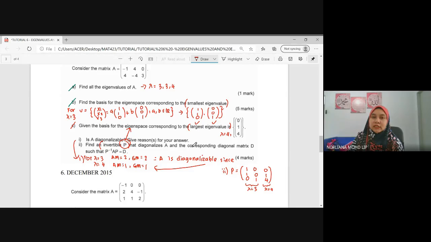And then soalan dia nak, and then dia nak apa? Corresponding diagonal matrix D. Sebenarnya diagonal matrix D is the diagonal matrix for lambda, for eigenvalues, the diagonal. So awak kena proof ni lah juga kan. Kalau proof P inverse times A times P, awak akan dapat the diagonal matrix for lambda.